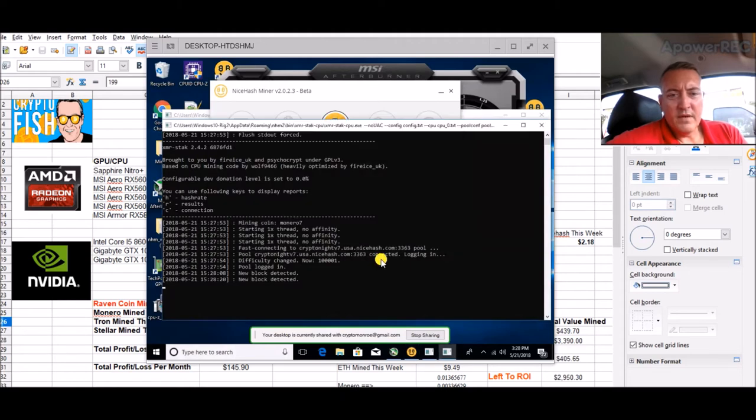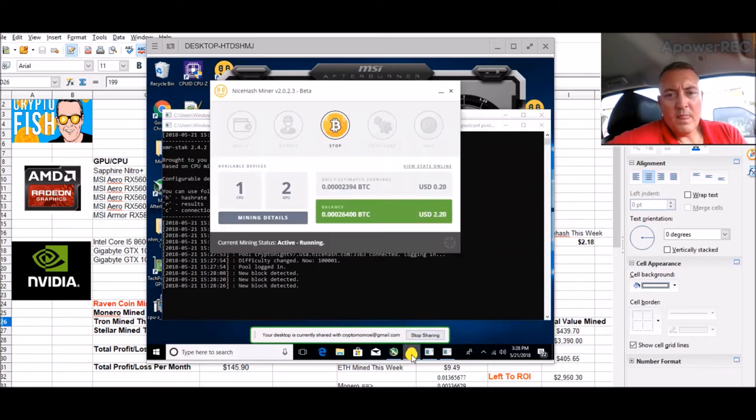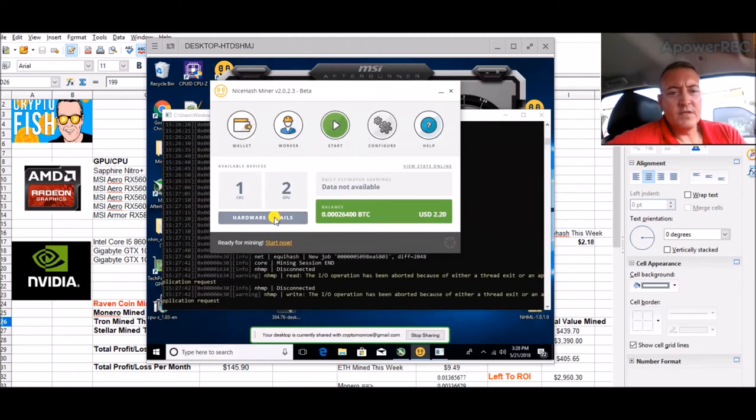So here's this window. And it's doing kryptonite. Yep, kryptonite V7. And it's sitting at about 20 cents. So we'll call it 20 cents. So it's 7 more cents a day than it was doing over on XM rig. So it's one of the reasons I switched.